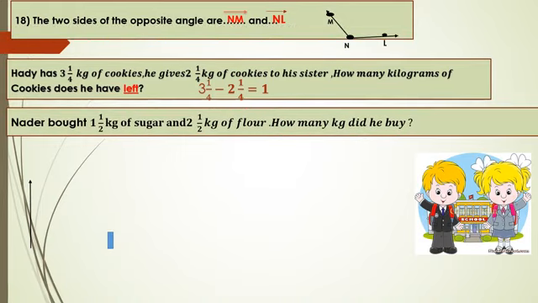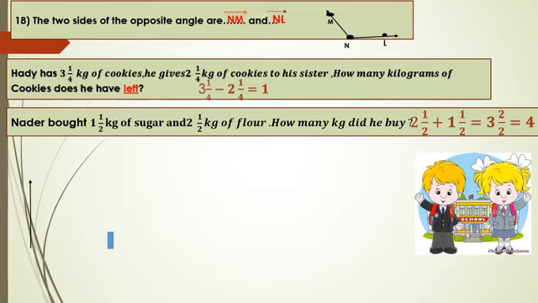Another story problem. Nader bought 1½ kilogram of sugar and 2½ kilogram of flour. How many kilogram did he buy? We want to get all the things he bought, so we make plus: 1½ plus 2½. So we want to add two mixed numbers. We must have the same denominator, which is 2. Now we can add the two mixed numbers. So 2½ plus 1½.